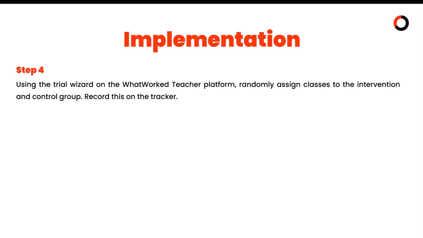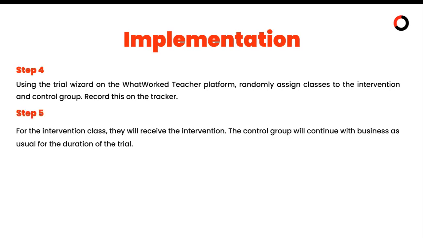Step 4, using the trial wizard on the What Works Teaches platform, randomly assign classes to the intervention and control group. Record this on the tracker. Step 5, for the intervention class, they will receive the intervention. The control will continue as business as usual for the duration of the trial.